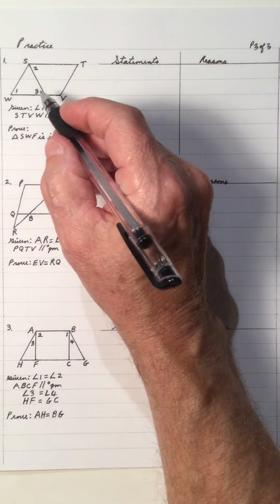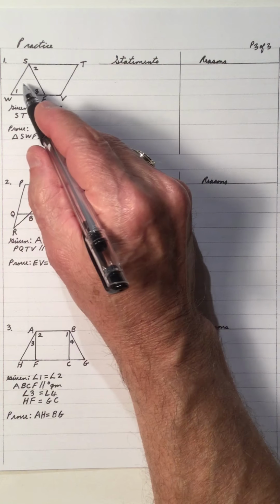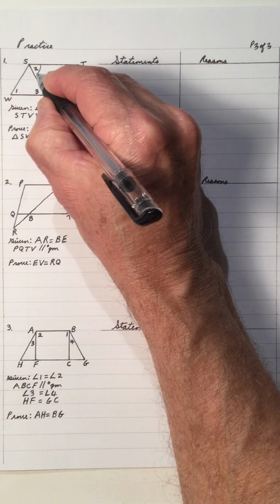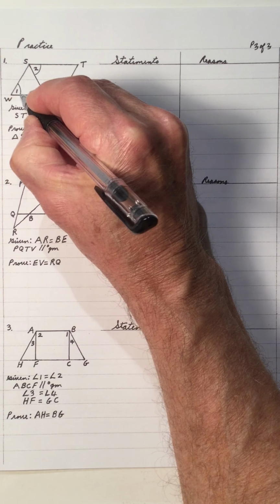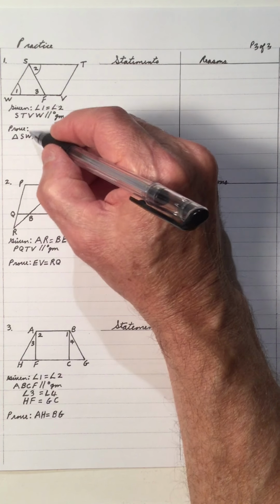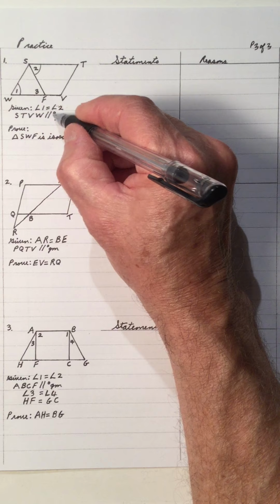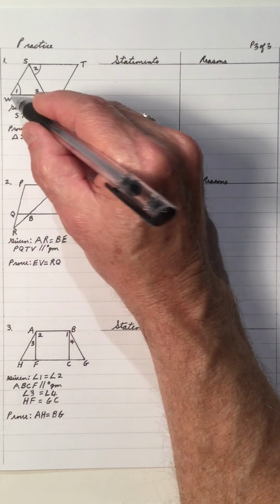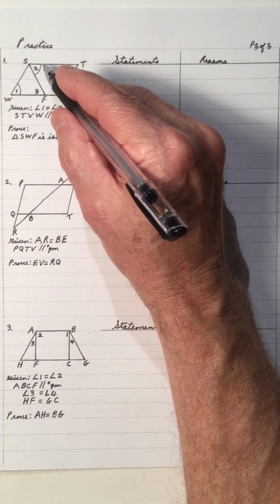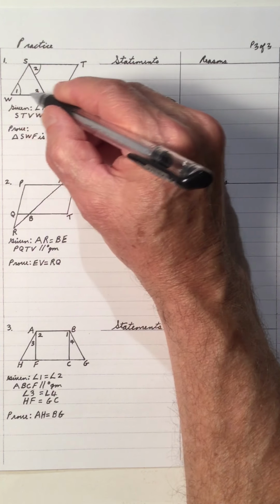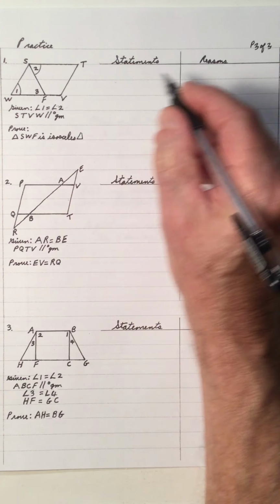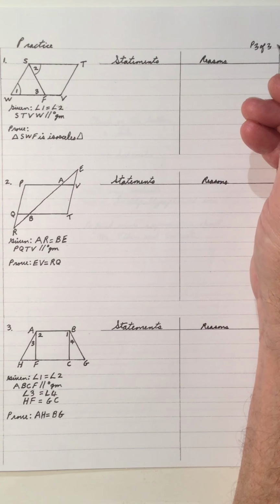Here we go. We have this figure. So we look it over. And angle 1 equals angle 2. So this angle 1 right here is equal to angle 2. We have STVW, a parallelogram. So how am I going to get that SWF is an isosceles triangle?